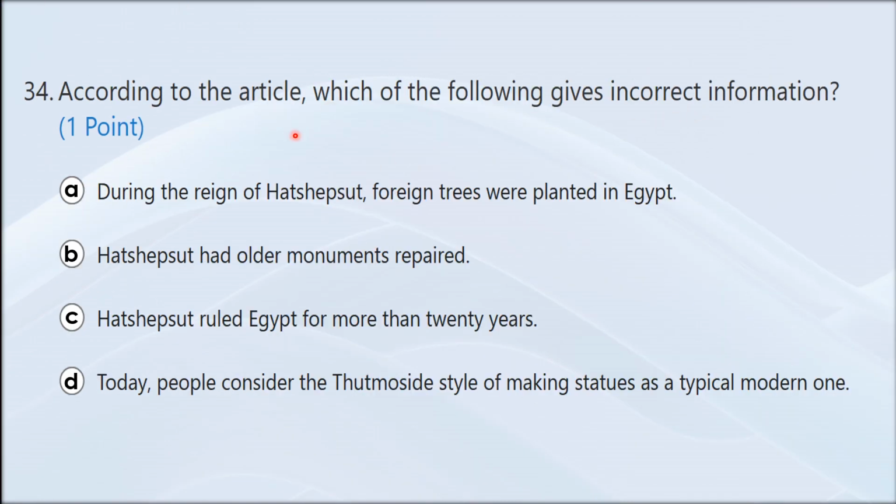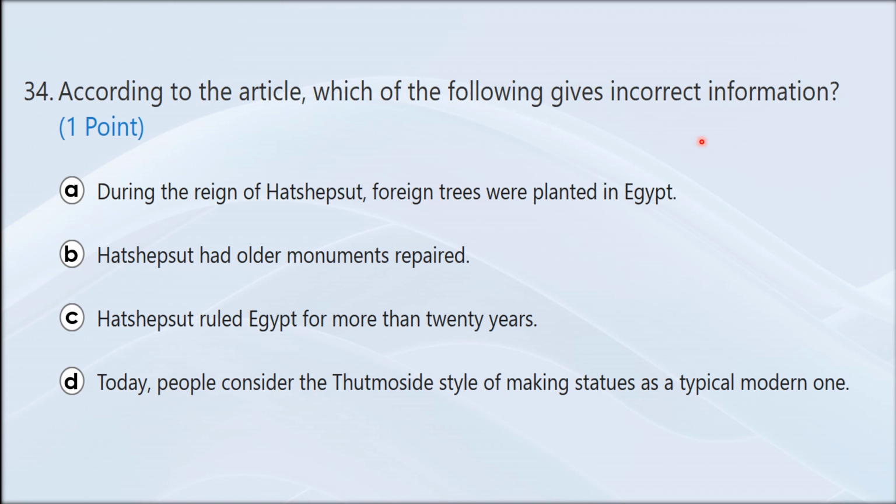34. According to the article, which of the following gives incorrect information? During the reign of Hatshepsut, foreign trees were planted in Egypt. Hatshepsut had older monuments repaired. Hatshepsut ruled Egypt for more than 20 years. Today, people consider the Thutmoside style of making statues as a typical modern one. So according to that, which of the following gives incorrect information? Pay attention to this. Incorrect and not correct information.